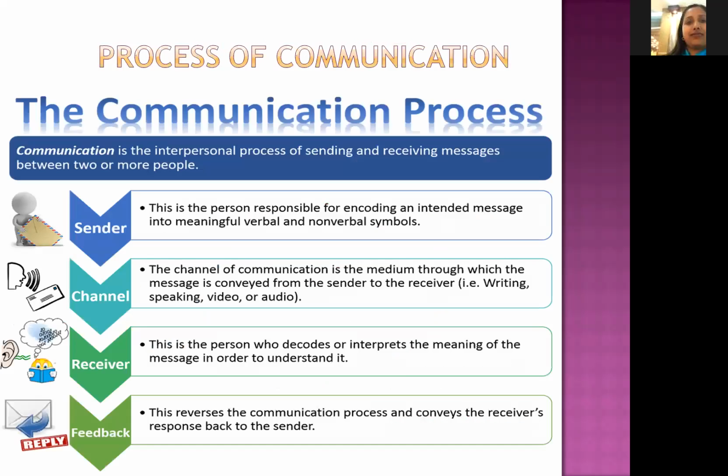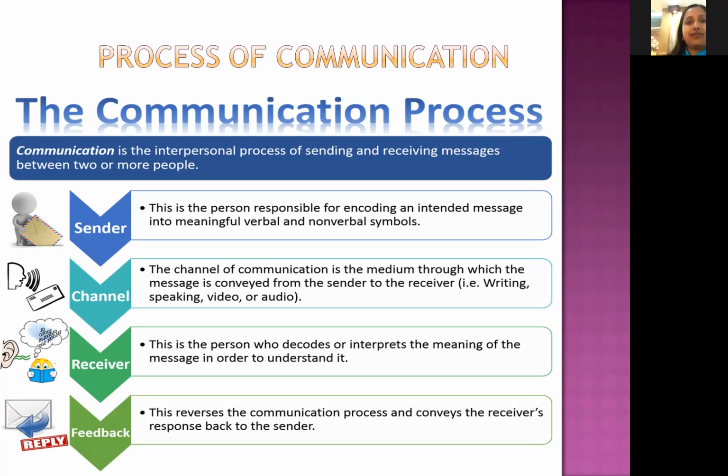Let us understand the process of communication. Communication goes through a process which involves some phases. The phases are divided in such a way that there is a sender, a channel, a receiver, and at last a feedback. Hence we can say that communication is an interpersonal process of sending and receiving messages between two or more people. Who is the sender?